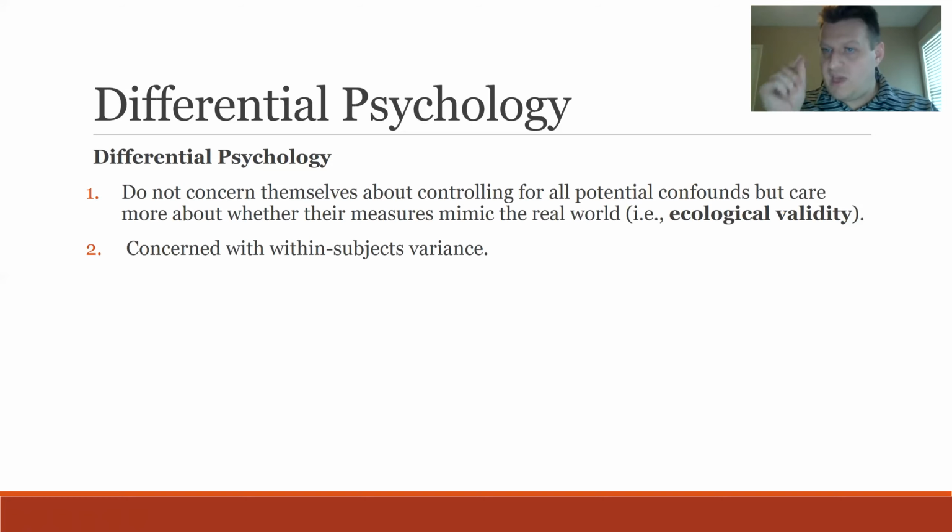Now, notice here that for experimental psychologists, they're interested in between groups variance, and they're trying to minimize within groups variance. For differential psychologists, they don't care about between groups variance, and they're trying to maximize within groups variance. So the thing that one discipline is trying to minimize, the other discipline is trying to maximize. What one discipline is trying to study, the other discipline doesn't care about or is trying to eliminate. So we're interested in within subjects variance for differential psychology.